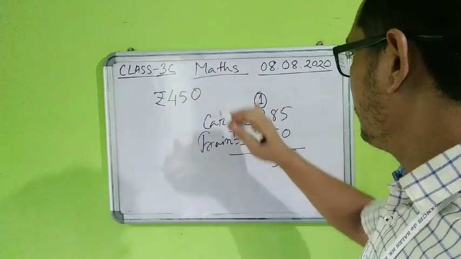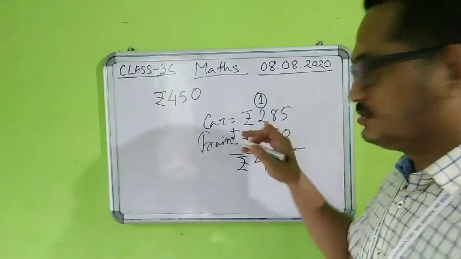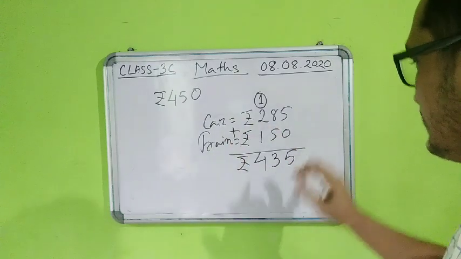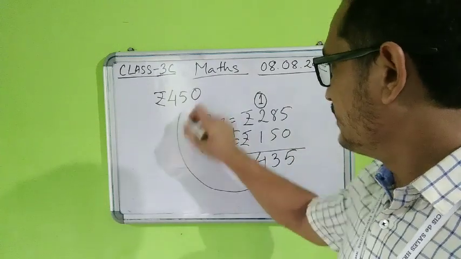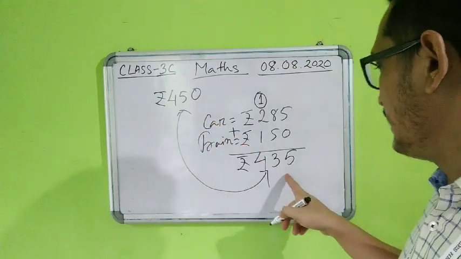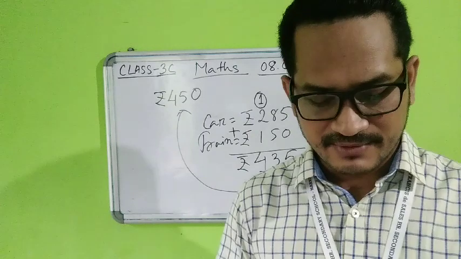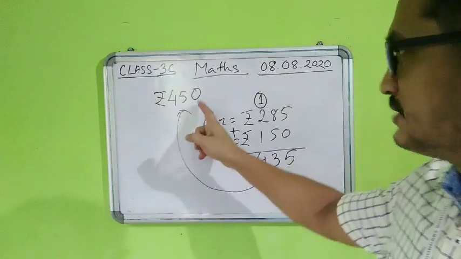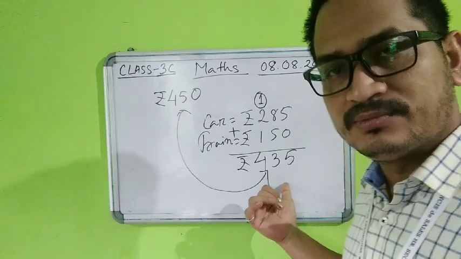2 plus 1 is 3, and 3 plus 1 is 4. So the total price of the two toys is how much? That is rupees 435. Now you see both these values. She has 450 with her and the total price of both the toys is 435. Now students, which one is greater? This one is greater.